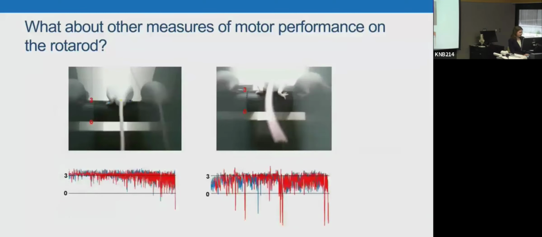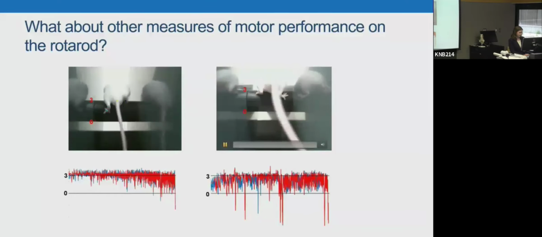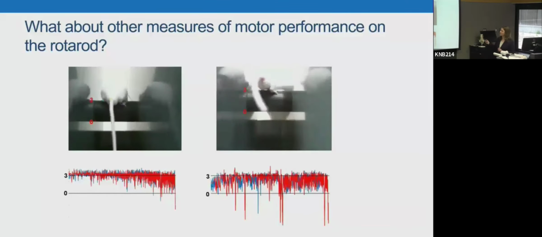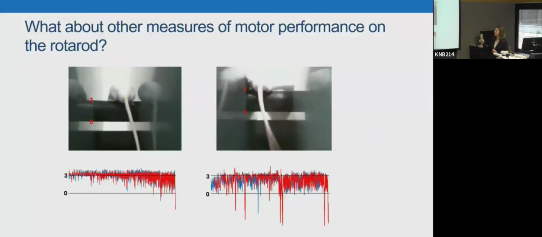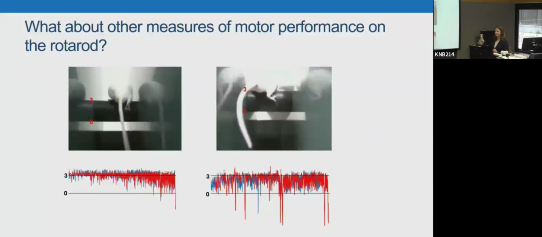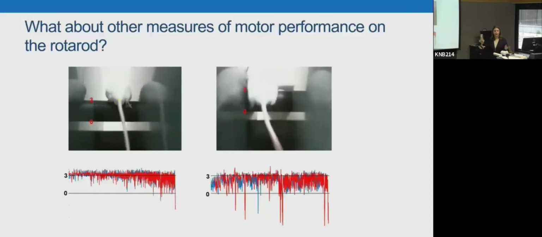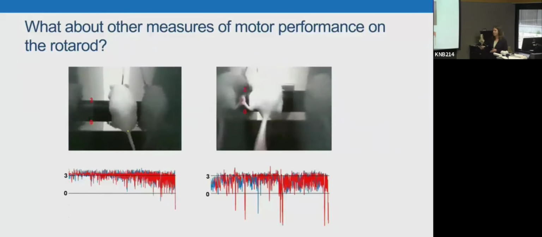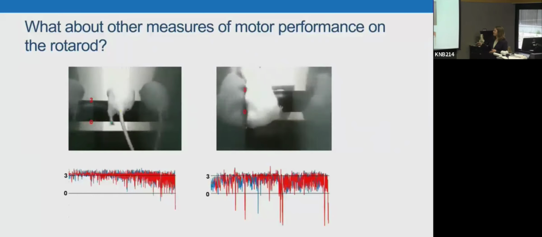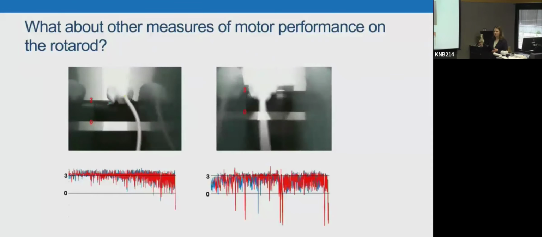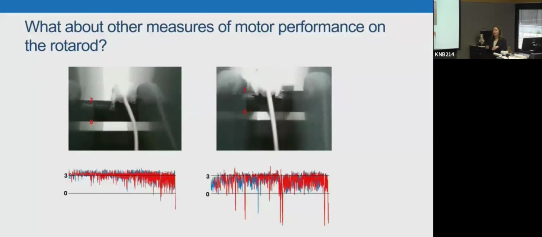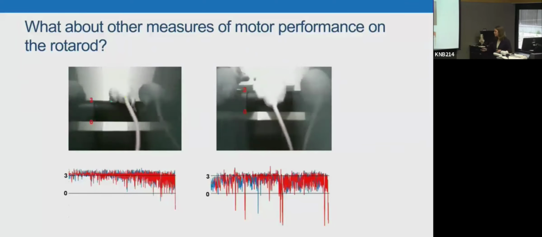And one thing I noticed between the different genotypes is some differences in the way they're performing the task. So this is a wild type, and this is a Huntington's disease mouse. Both of these mice stayed on the rotarod for 300 seconds, the entire duration of the trial. But you can see the Huntington's disease mouse is having a lot more trouble with the task, slipping a lot more, and overall looks less coordinated compared to the wild type mouse.